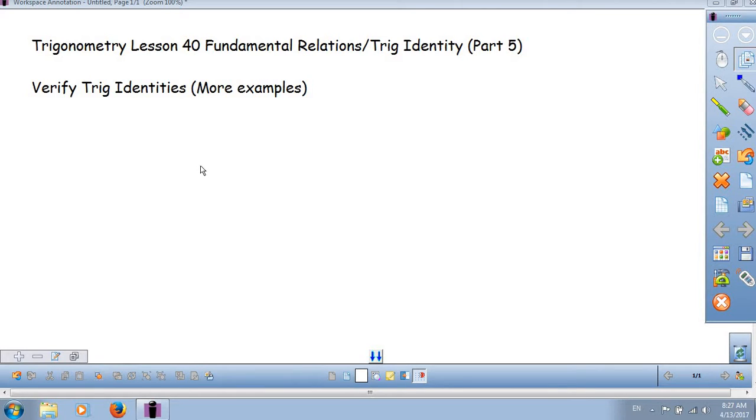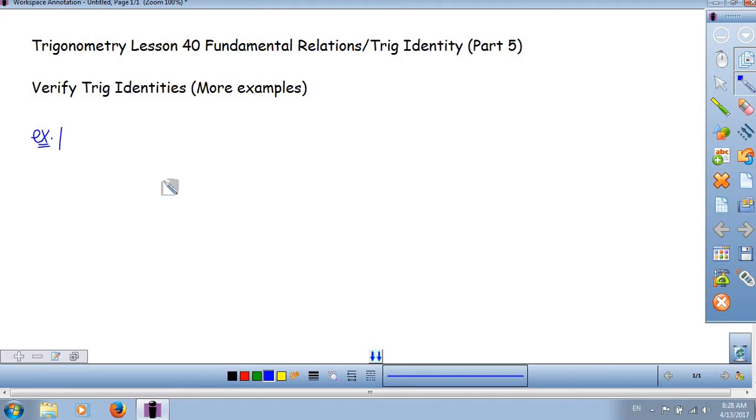This is Richard Tai. Today we're continuing our trigonometry lesson. Today's lesson number 40. We have spent a lot of time on fundamental relations already for the previous 4 lessons. Now today we're going to try to look at some more examples of how to verify trig identities. I felt that we probably need to look at some more examples so that people can look at the different skills and different techniques that we can use to simplify different trig identities.